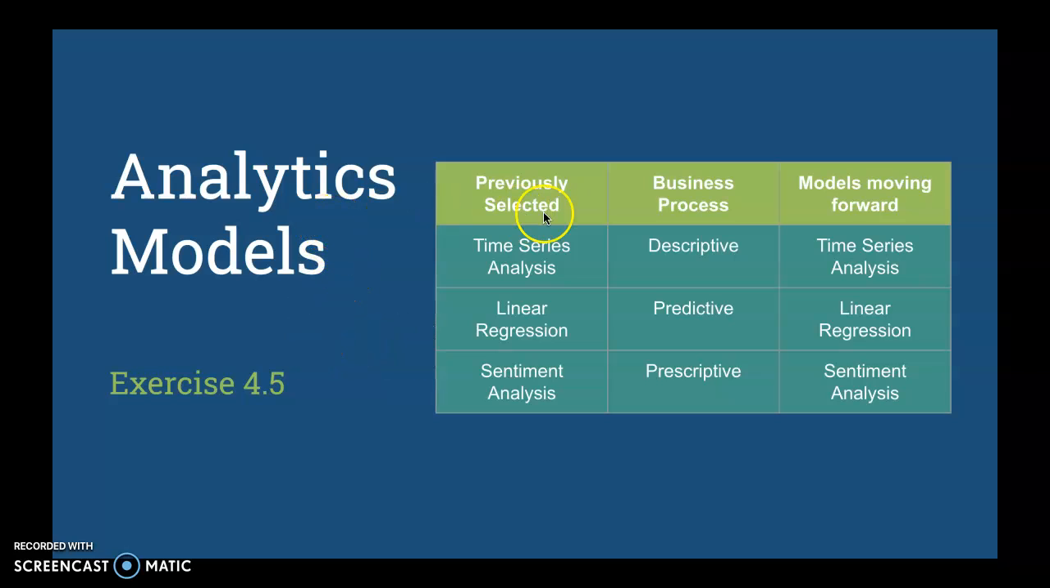So for the analysis models, as we can see, we've previously selected the time series analysis for the business practice descriptive, and moving forward, we feel as if the time series analysis is still going to be a good model, and that goes for predictive and prescriptive. As we can see, we've previously selected linear regression and sentiment analysis, and I've agreed that we should use these models moving forward.